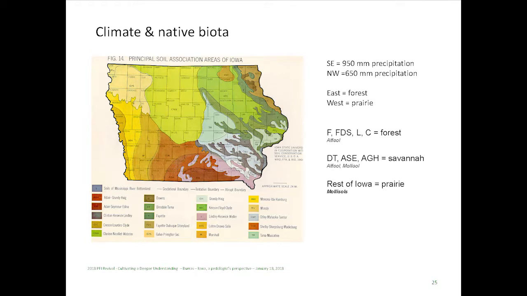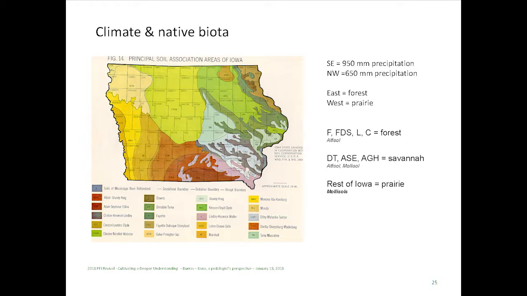So from a climate and biota point of view, what I'm really saying is to think about Iowa. Most of this area out here, these big areas, are prairie-derived. The eastern Iowa, the river valleys and such, we see are very much more forest-derived. And that comes back to southeast Iowa. Eastern Iowa gets much more rainfall, 950 millimeters, 38 inches or so. Western Iowa, way up here, might get like 28 inches, 650 millimeters or so. And so east was forest, west was prairie.